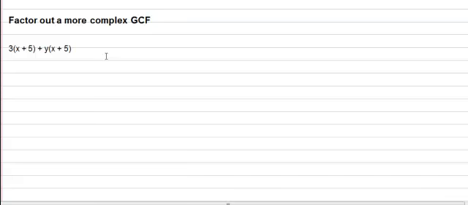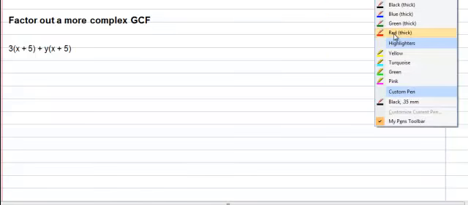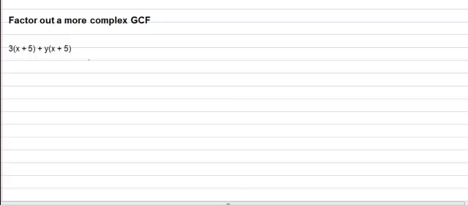Okay, so now we want to talk about GCFs that are a little bit more complex than the ones that we were previously dealing with in the last video. And the first thing that we want to do when we start thinking about this is remember that we're looking for terms and we're pulling the GCF out of each term. So we have to determine how many terms we have. And we see that we've got this lovely plus sitting here right in the middle.